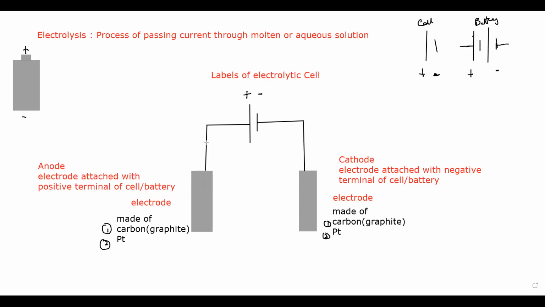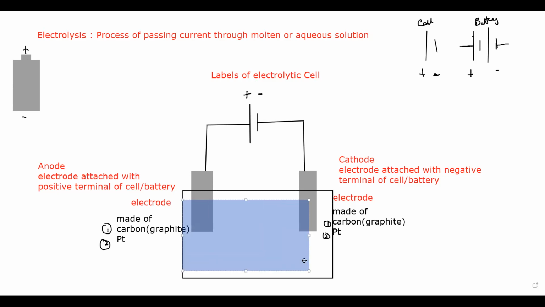Then we dip these electrodes in a solution. We dip these electrodes in a solution, a mixture which has ions. The solution or mixture in which we dip these electrodes, we call that solution the electrolyte. So the solution in which these electrodes are dipped is simply known as the electrolyte. And inside the electrolyte we have positive and negative charges.